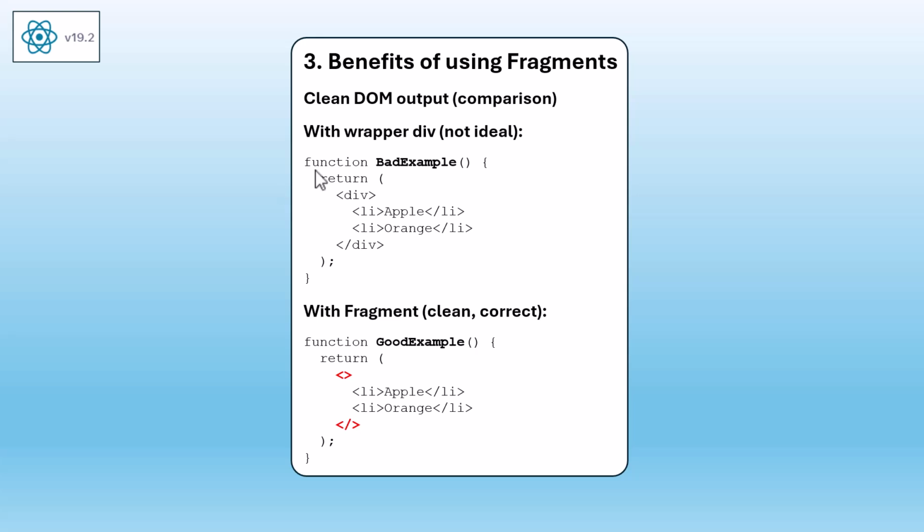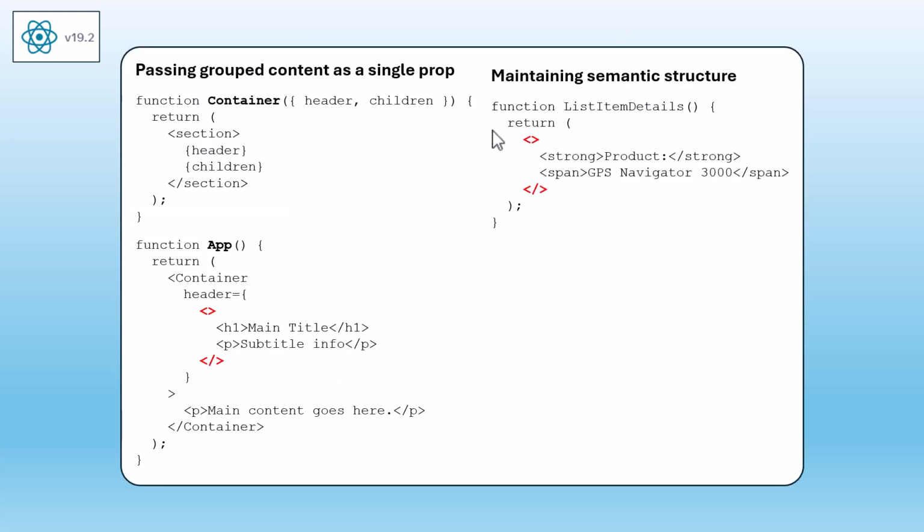Flexibility in component composition. You gain the flexibility to logically group elements without affecting the structure rendered to the user. This is especially useful when a component needs to output several sibling elements, or when passing a group of elements as a prop. Semantic and structural correctness. In contexts where the HTML structure matters, for example tables, lists, or other structured markup, using fragments ensures that you don't break the required relationships between elements.